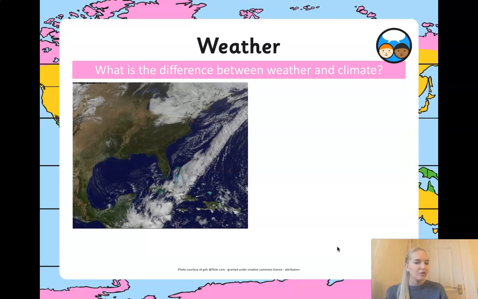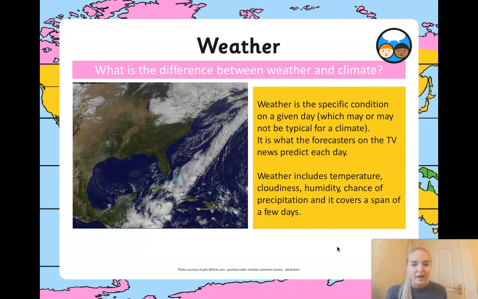So that might give you a bit of a clue on what weather is. Now, weather is the specific condition on a given day. It's what the forecasters, so the weather people on the TV, predict each day. They might predict that there might be showers of rain where you are, but in another area of the UK, it might be really sunny or snowing, okay? And that changes every single day.